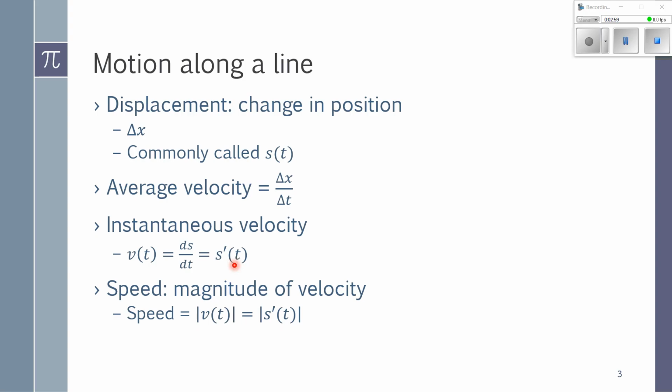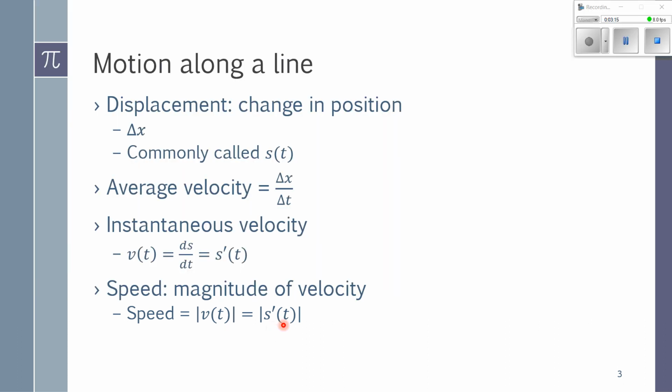But then we have to talk about speed. Speed is the magnitude of velocity. So we take away the direction. Well, if we're talking about motion on a line, the direction's positive or negative. So if we take that away, we're actually finding the absolute value of the velocity. And it doesn't matter whether it's average or instantaneous, it's done the same way. But if we're assuming, because it doesn't say average, that this is instantaneous speed, that means it's the absolute value of the derivative of displacement.